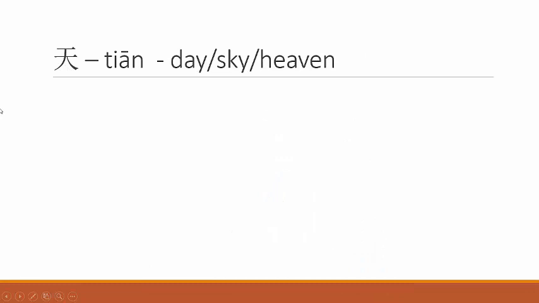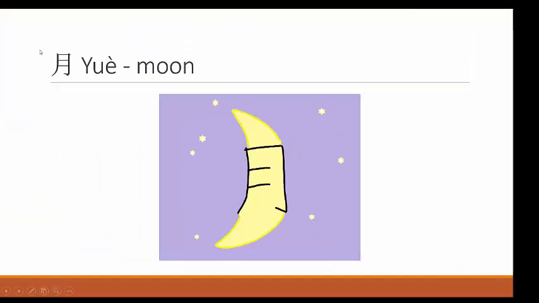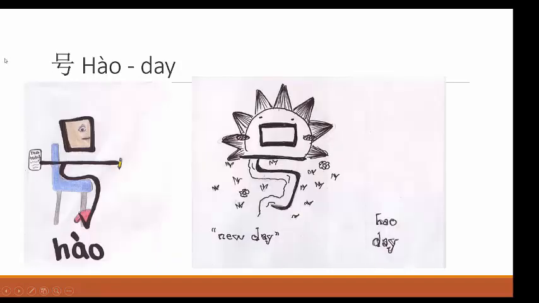The next character you have to trace is Tian, which means day, or sky, or heaven. And we've looked at this character before. It has the person radical, who's standing with their arms open under the sky. Here I'm representing it with a cloud. Tian. The next character you have to trace is Yue, moon or month, and we learned that a while ago as a radical. The next character you have to trace is Hao, which means day or number.